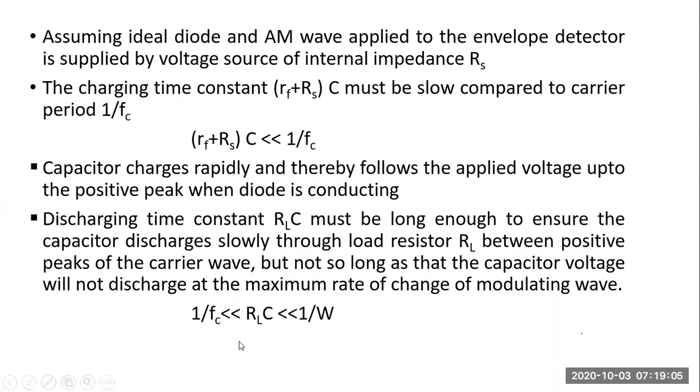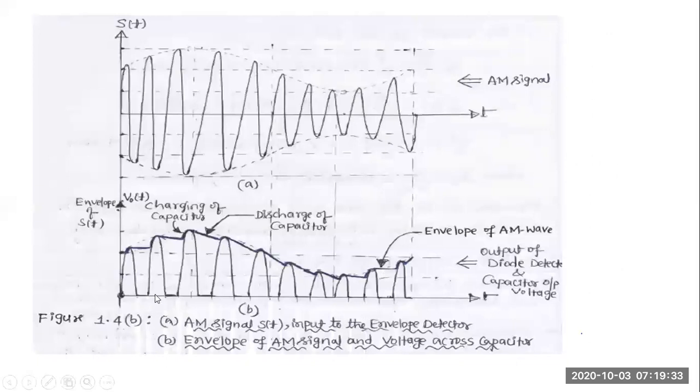So the ideal condition for this discharging time constant, very, very important, please note, is that it should be much, much greater than the carrier time period 1 by Fc, but much, much less than the message signal time period 1 by W, where W represents the highest frequency component of the message, or we also can say it is the bandwidth of the message. So the two conditions which I stated, I can show you here. You see. So here, supposing what happens.